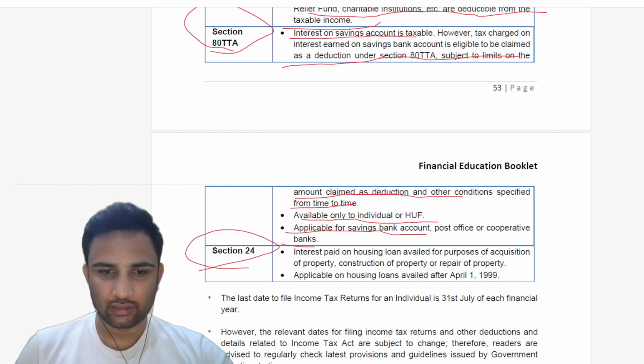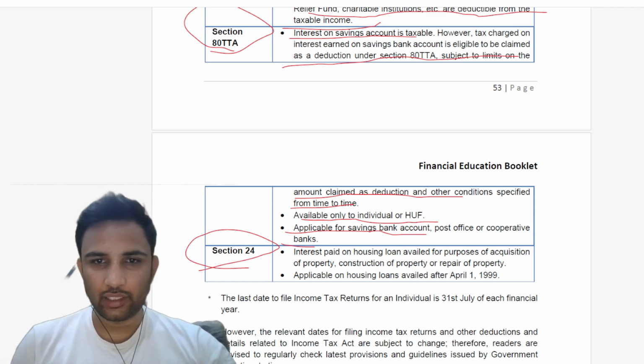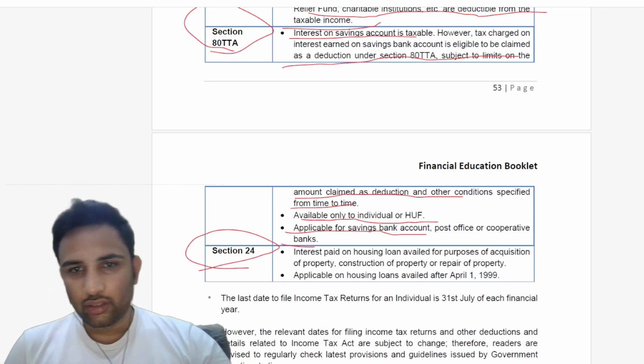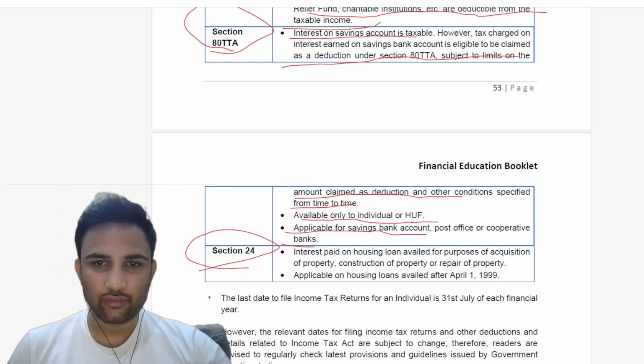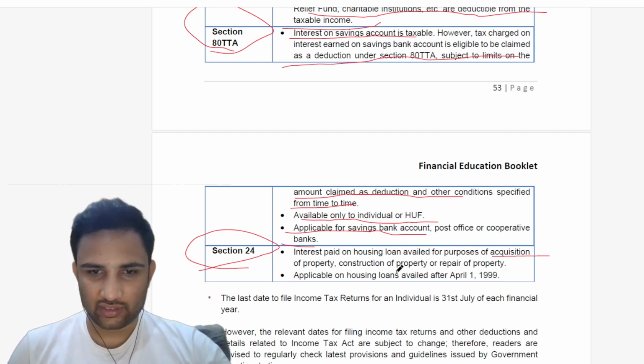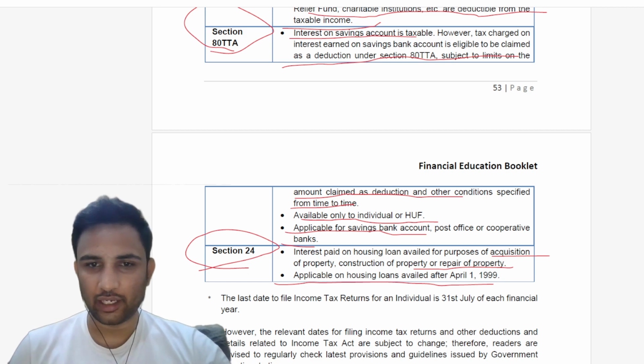The next section is Section 24. This covers the interest paid on a housing loan availed for the purpose of acquisition of property, construction of property, or repair of property. It is applicable on housing loans availed after 1st of April 1999.